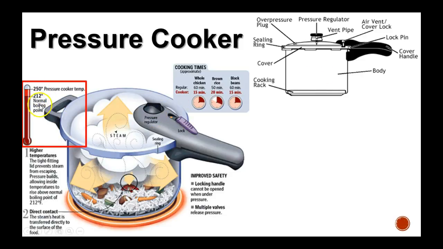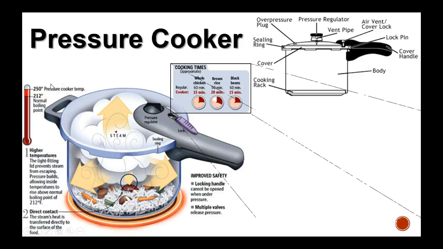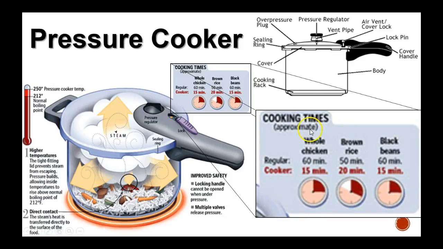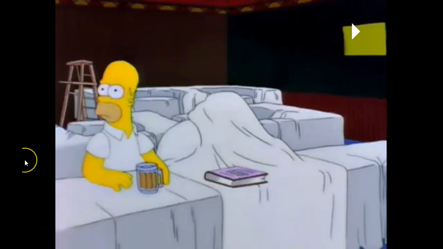Normally water boils at 212 Fahrenheit. A pressure cooker will make sure it doesn't boil until 250. What this means is that cooking time is actually reduced. You can cook an entire chicken in 15 minutes as opposed to an hour.